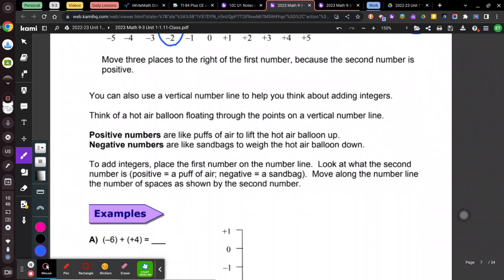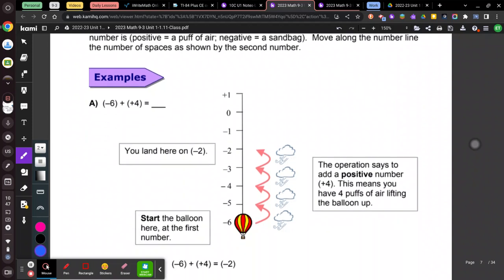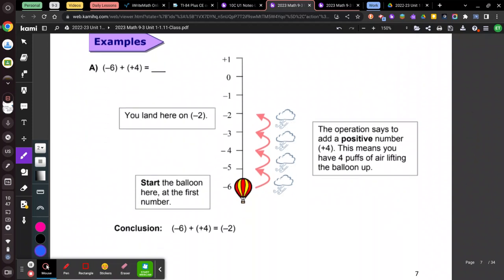All right, we can also think about it as a hot air balloon. How high is the hot air balloon going and how low is the hot air balloon going? So they've got a number line here showing it with a number line and the hot air balloon. So they say -6 adding 4. So dude's at -6. He's got his hot air balloon, but you're adding. So if it's vertical, you're going to go up. If you were subtracting, you would move down. So we're going to add 4. 1, 2, 3, 4. I end up on -2. So that means my answer is a -2. Okay?